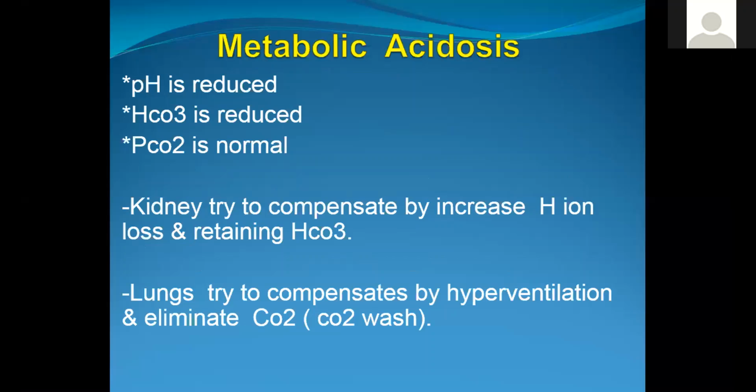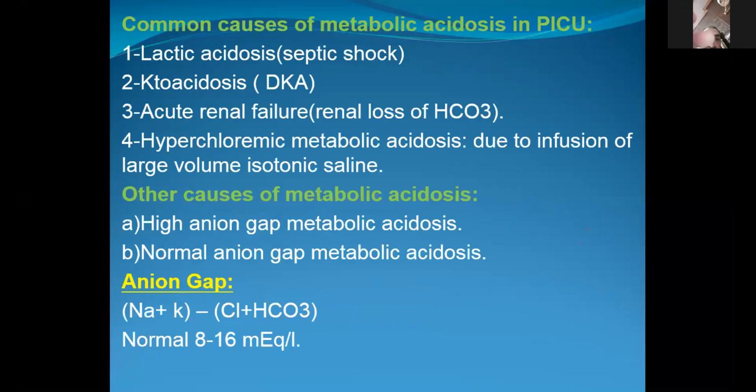Metabolic acidosis is the most common disorder you will ever see in pediatrics, in ER, in ward, or even ICU. pH will be low, your bicarb also will be low, PCO2 will be normal. But if body tries to compensate, you will find kidneys try to compensate by increasing the hydrogen ion excretion and retaining bicarb. Lungs will try to compensate by hyperventilation to wash out CO2 if the patient is not ventilated or in ICU. What are the most common causes of metabolic acidosis we can see?